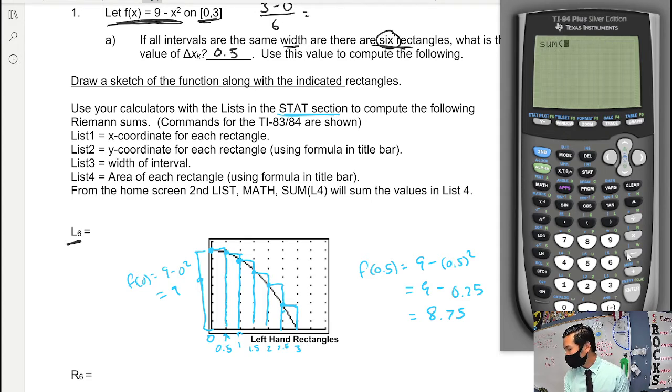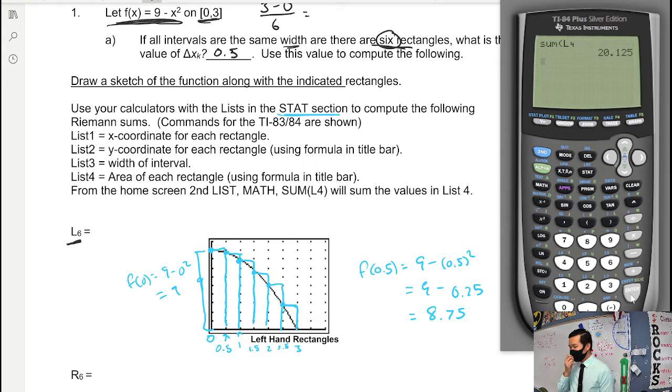Press enter. It'll take you to here. Where were all our numbers stored? You could go back to the list, or we could just hit second, 4. What's that going to do? It's going to sum up all the numbers in L4. That's right. So go ahead and press enter.